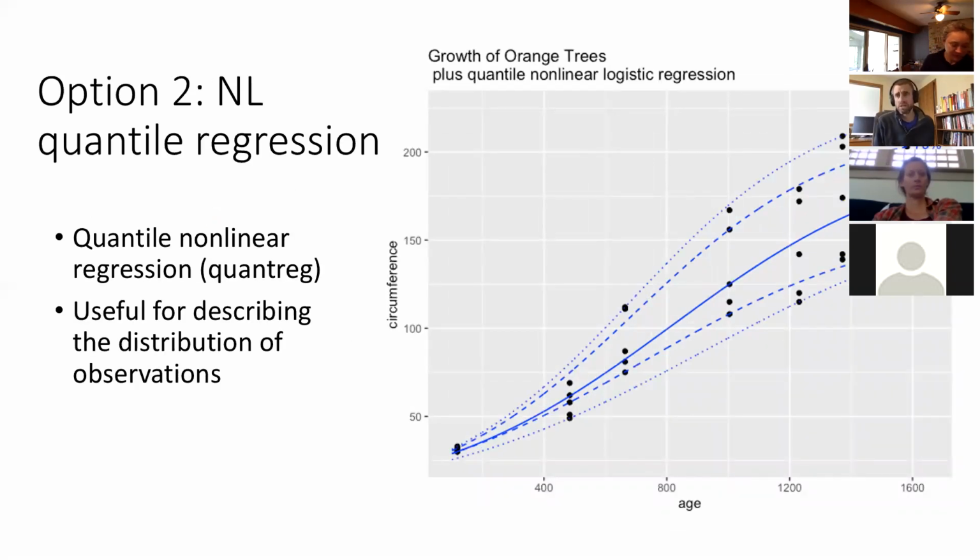Another option is nonlinear quantile regression. With nonlinear quantile regression, you notice that this is wider now, but we can do nonlinear regression on the quantiles of our distribution. In this particular case of the orange tree data set, we maybe don't have enough data to justify doing very fancy quantile regression, but this quantile regression is answering a bit of a different question than the bootstrap method. I'm going to try to explain what that means.